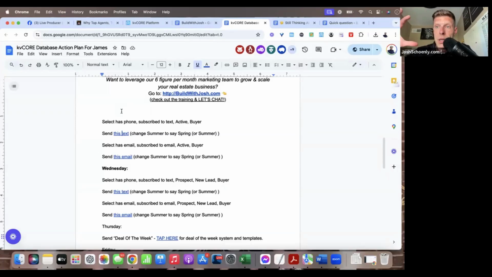So basically, it's the same filtering, just not the actives. We want the prospects or new leads. And it's the same text message, and it's the same email. Are you still thinking about or interested in buying a new construction home this spring or summer here in Mechanicsburg?